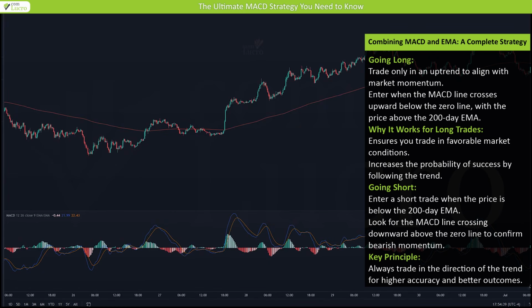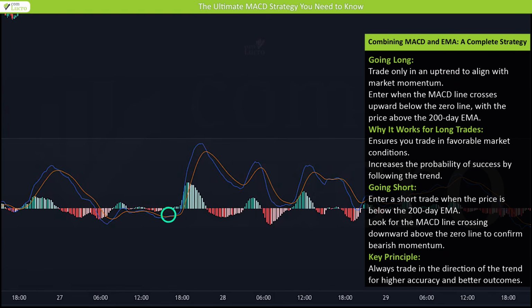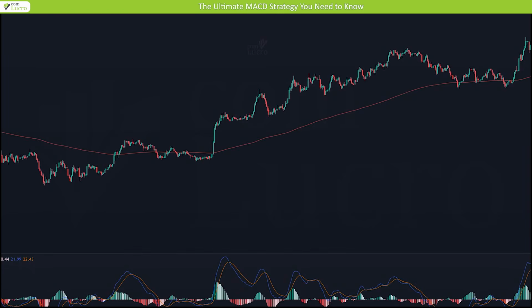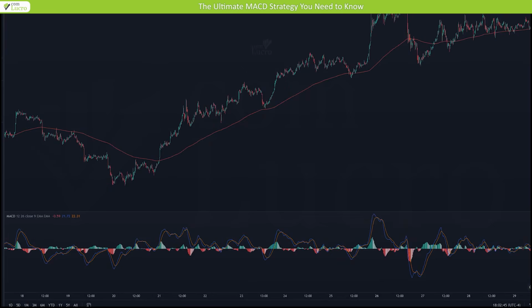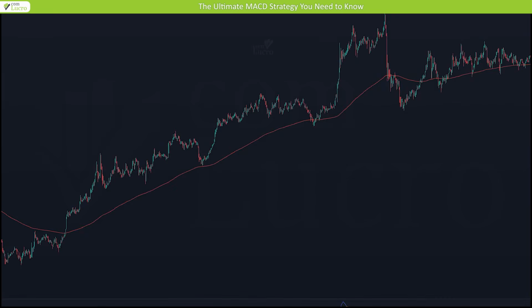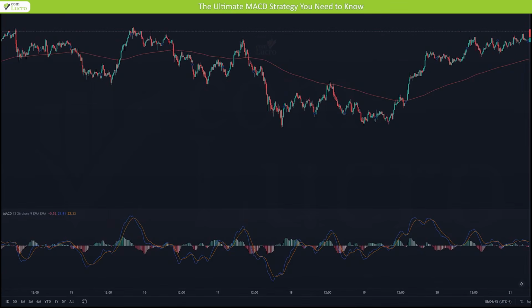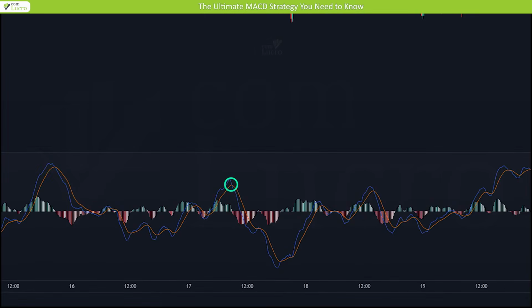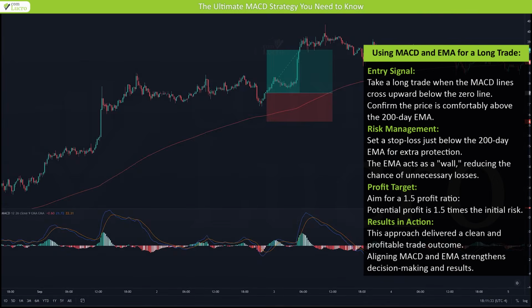If you're going long, the first rule is to only trade in an uptrend. Here's how it works. You place a buy trade when the MACD line crosses upward below the zero line, and the current price is above the 200-day moving average. This ensures you're entering trades only when the market is in an uptrend, significantly increasing your odds of success. For short trades, the process is the exact opposite. You enter a short trade when the price is below the 200-day moving average, and the MACD line crosses downward above the zero line. Let's look at an example.